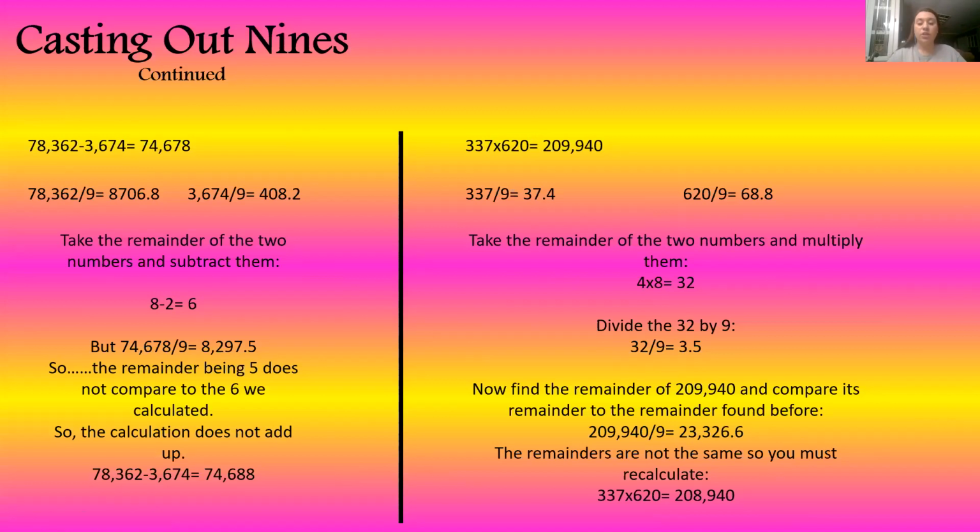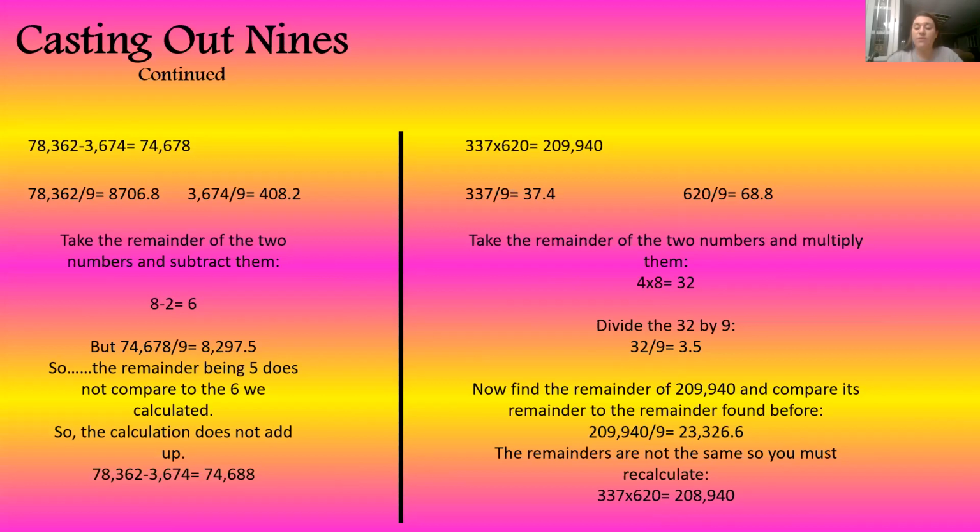So we have 337 times 620 equals 209,940. So 337 divided by 9 equals 37.4. And then 620 divided by 9 equals 68.8. So you take the remainder of the two numbers and multiply them. So you have 4 times 8 equals 32. Divide the 32 by 9. So you have 32 divided by 9 equals 3.5.